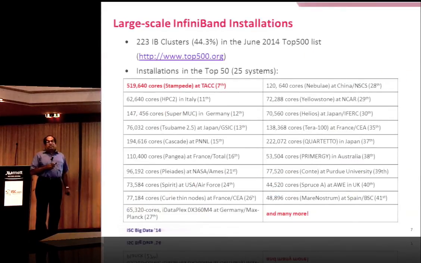Now this shows the chart from the Top500 list. Some of you might have seen it. This is based on June 2014. Out of the Top500 systems, there are now 223 systems that use InfiniBand. And in just the top 50, there are 25 such systems. The largest one is at the Texas Advanced Computing Center, Stampede. It has not only the Xeon multi-core, but also the Intel Xeon Phi, which is the many-core, and also InfiniBand. And this has almost 500,000 cores. So that's the kind of commodity systems being deployed.